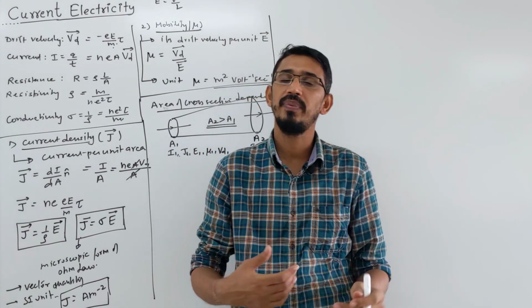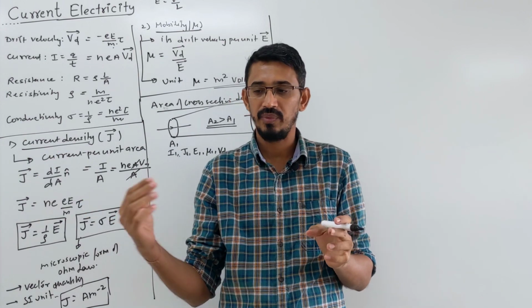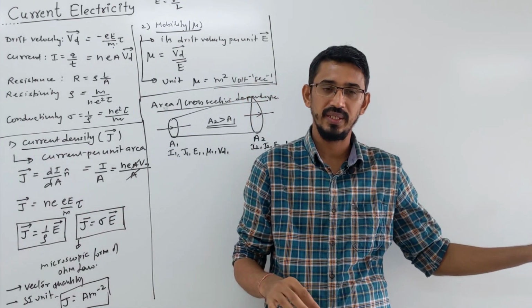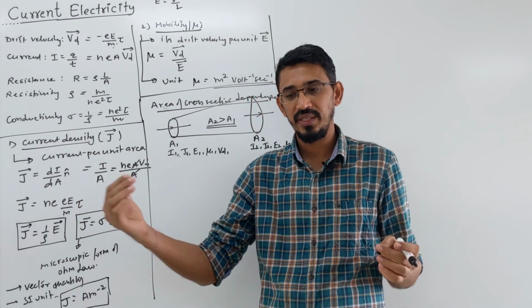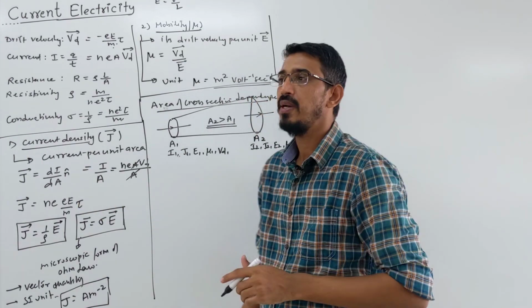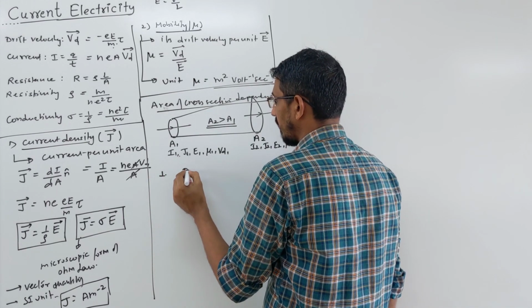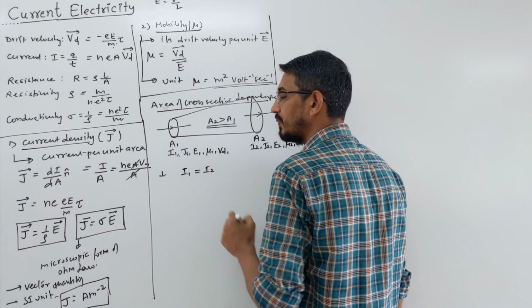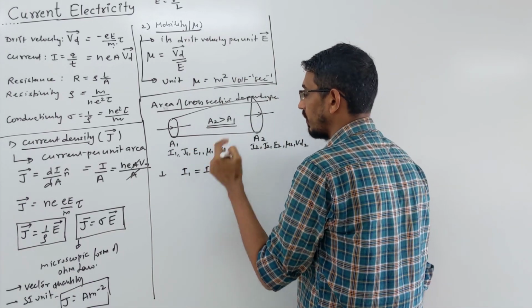First thing, watch about current. Current does not depend on area of cross section, because you have one wire, and whatever current enters from this side should leave from the other side. Kirchhoff's law, which we will learn later, says that we cannot accumulate current; whatever current is entering should be leaving. So current does not depend on area of cross section. First point, your I1 is equal to I2. It means current doesn't depend on area of cross section for the given wire.